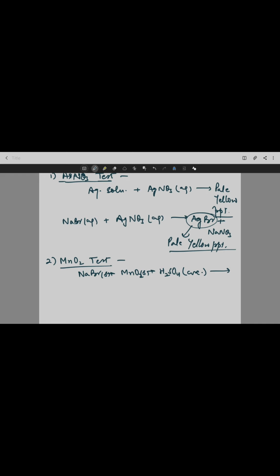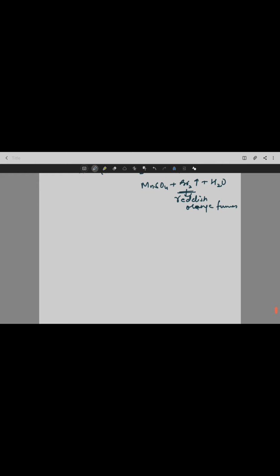So what is the chemistry behind this? It is NaBr plus MnO2 plus H2SO4. It will give MnSO4 plus bromine gas plus H2O. Now this bromine gas gives reddish orange fumes, or you can say reddish brown fumes. So this is all about the confirmatory as well as the preliminary test for bromide.